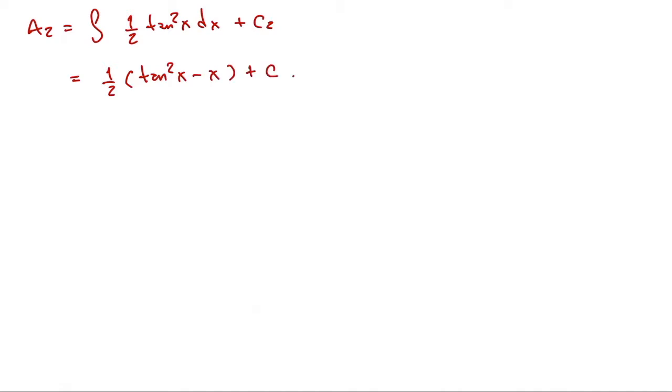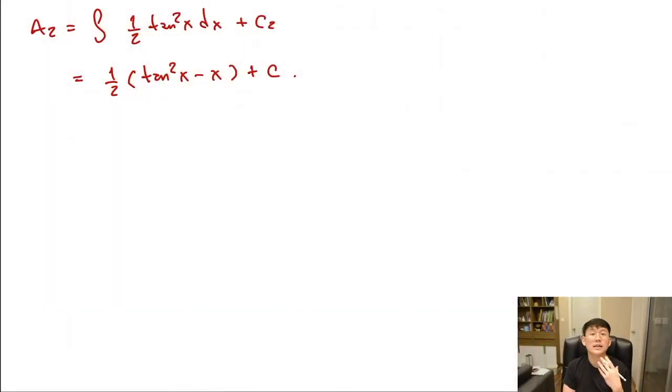Again guys, if you don't know how to integrate tan squared, let me know and we can talk about that. I can tell you a little bit: tan squared is sec squared minus 1. So you change tan squared to sec squared minus 1, and then you integrate it accordingly.